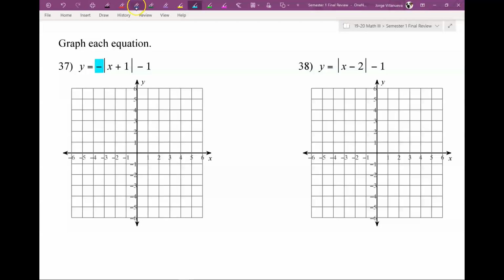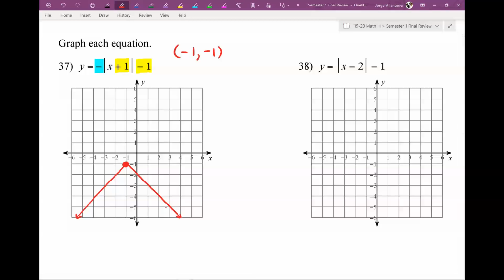Now, the plus 1 and the minus 1 give me my vertex. That plus 1 really means negative 1, right? It's always the opposite. And the minus 1 on the outside is always what you see. So here is my vertex. Once you get that, just know that it opens down. So you're just going to draw it like this and like this. And you're done. There's no calculation of points or anything like that. You just figure out which way it goes.